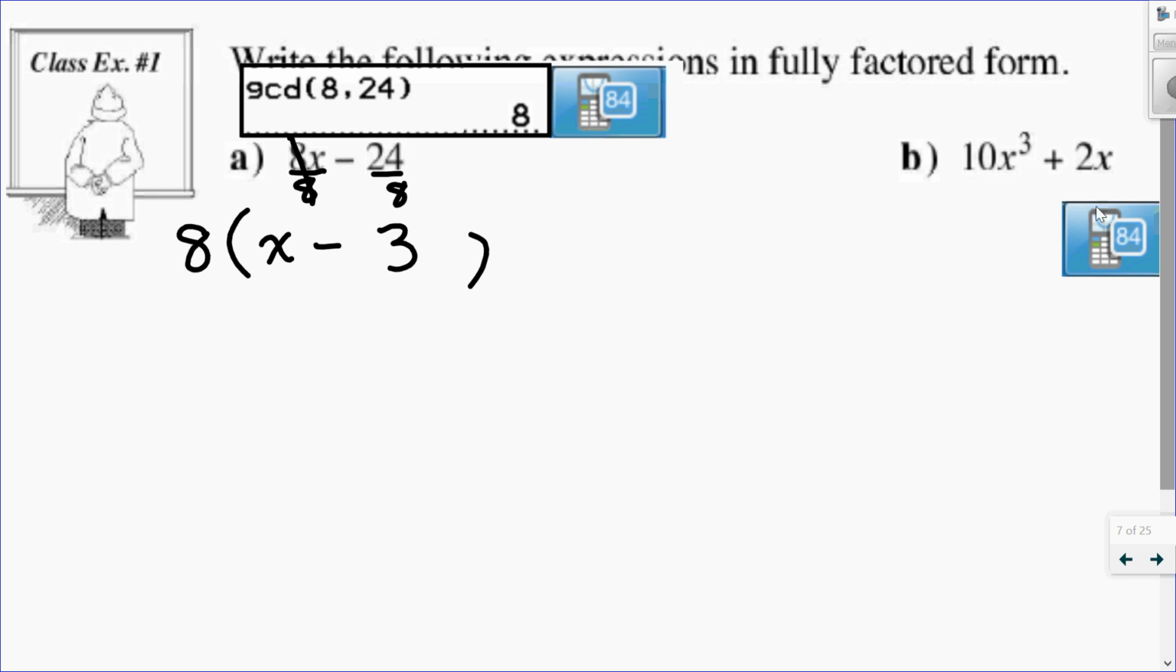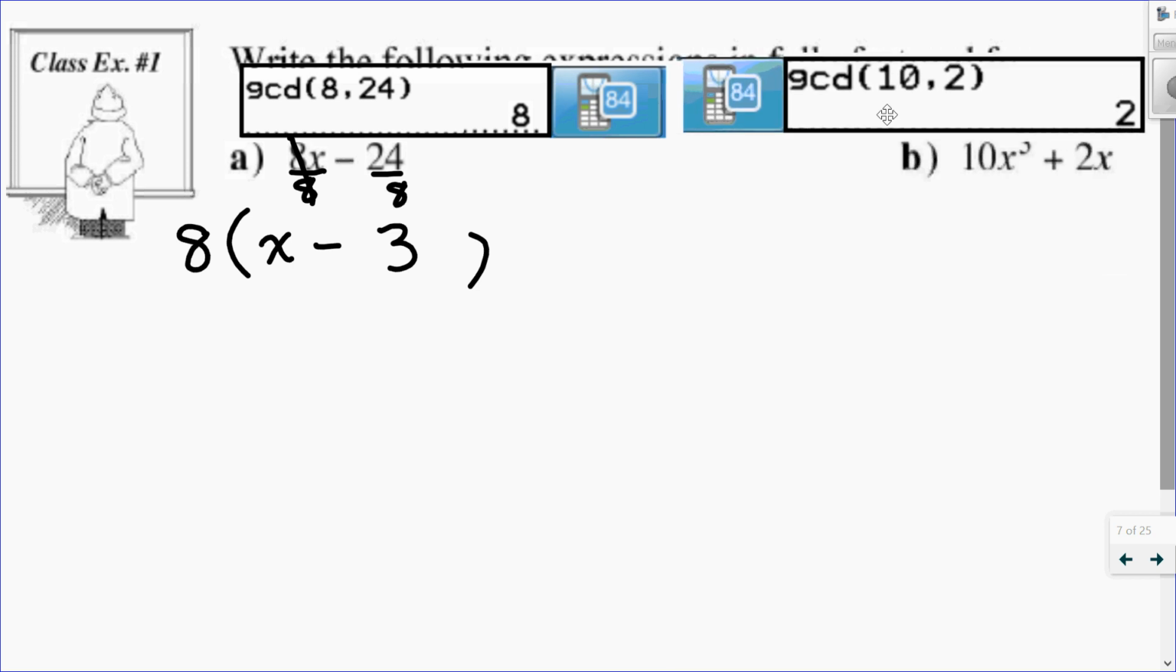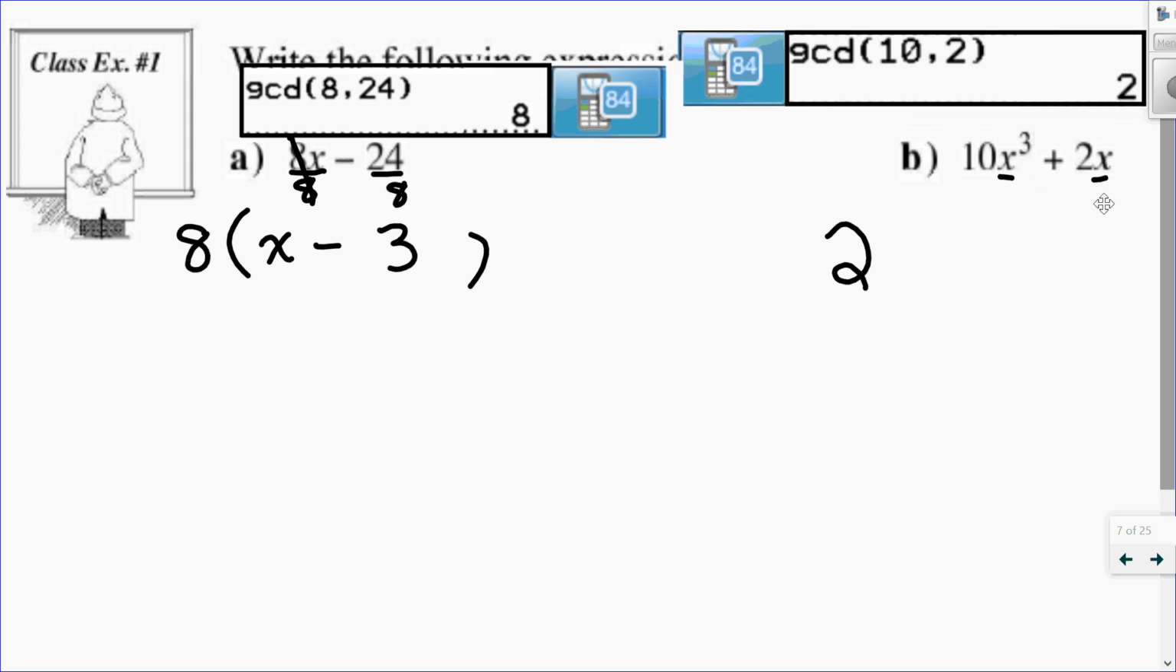Okay, look at this one here. 10x cubed and 2x. So GCF between 10 and 2 is just 2. So I'm going to use that. So I know my greatest common factor has a 2, but look, they both have x's. One of them is x cubed, the other is x to the invisible 1. So the greatest common factor is the variable with the smaller exponent. So I'm going to take a 2x to the 1.